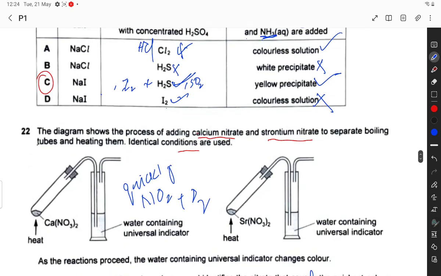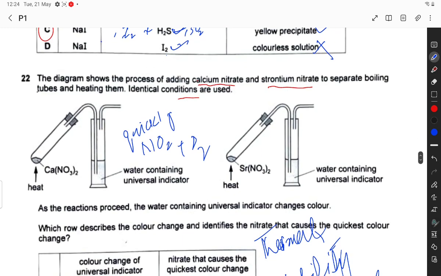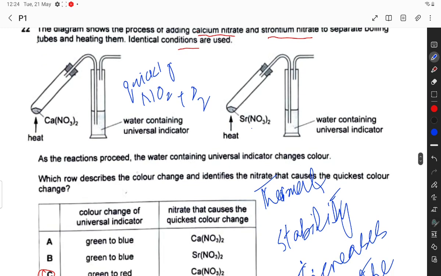The diagram shows the process of adding calcium nitrate and strontium nitrate to separate boiling tubes and heating them. Identical conditions are used. Calcium nitrate, water containing universal indicator, strontium nitrate. By heating strontium nitrate, water containing universal indicator. As the reaction proceeds, the water containing universal indicator changes color. Which row describes the color change? Identify the nitrate that causes the quickest color change.